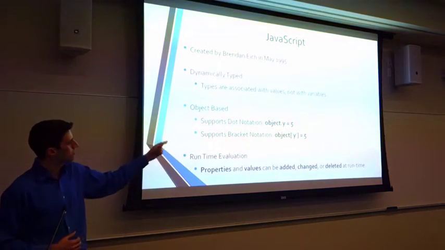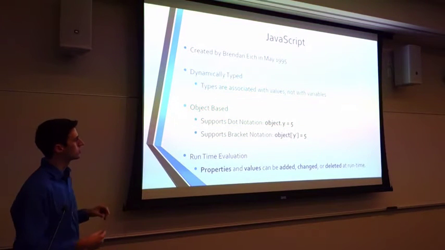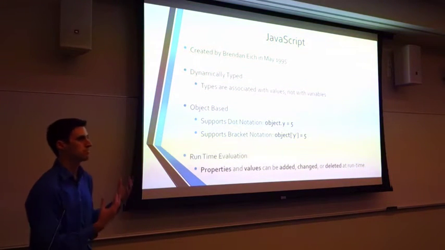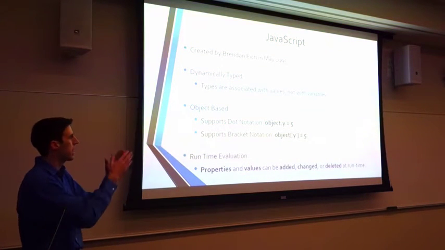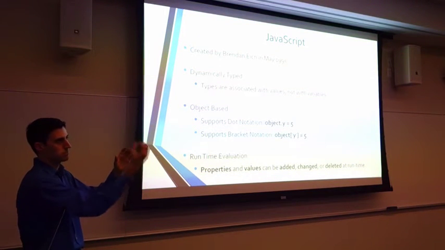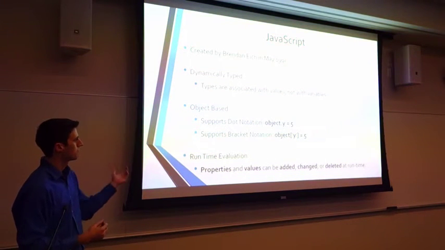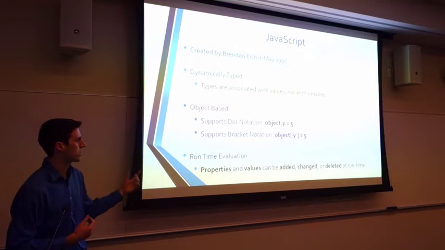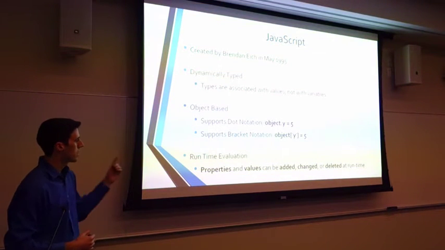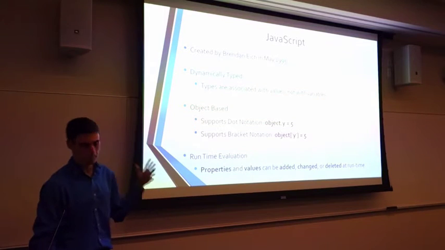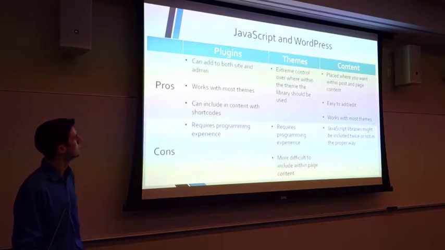It's object-based, so you can reference those variables or objects with dot notation. So let's say you have the document object, which is the main object for the page. It has several prototypes that you can reference through dot notation, and then the same with bracket notation. You might think of that similar to an array: object, get the such and such element. Properties and values can be added, changed, or deleted at runtime. That's all a little bit more technical, but just some things to keep in mind about JavaScript.